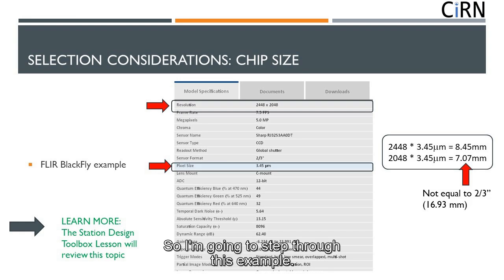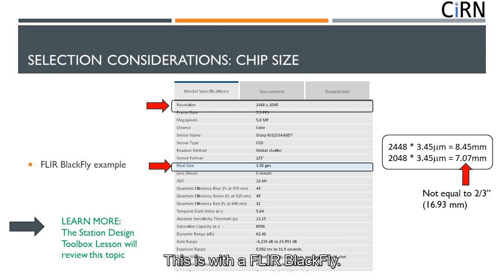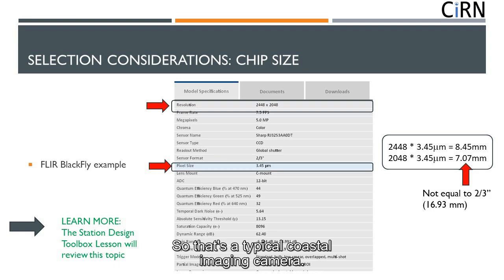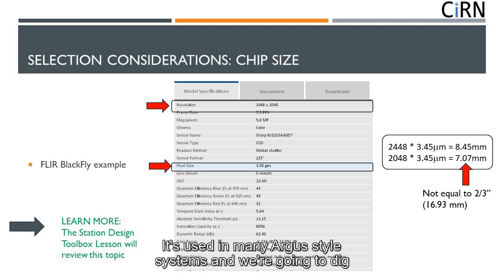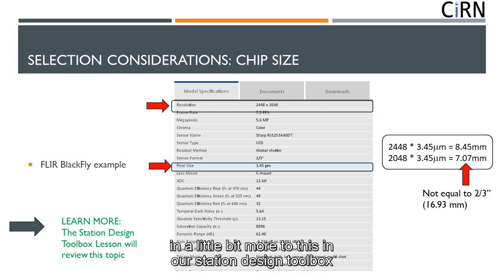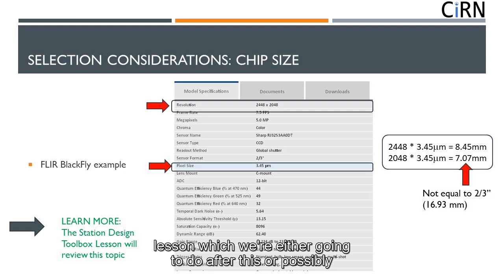So I'm going to step through this example. This is with a FLIR Blackfly. So that's a typical coastal imaging camera. It's used in many Argus style systems. And we're going to dig in a little bit more into this in our station design toolbox lesson, which we're either going to do after this or possibly tomorrow, depending on how we're doing on time.